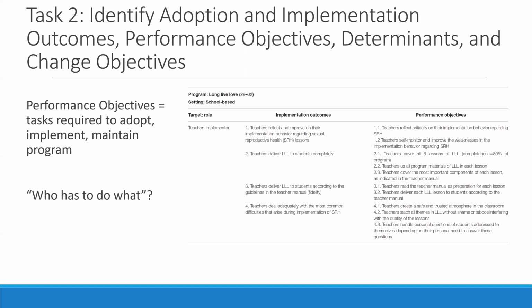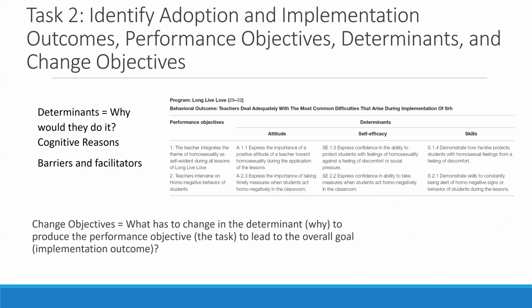And what do you expect them to do? In this study that is in the table over here on the right, there's a teacher who's the person actually doing the intervention, and the implementation outcomes are that the teachers have to deliver the intervention to all the students completely. And how will we know whether they did that or not? They need to cover all 6 lessons. They need to use all the program materials. So literally it's getting down to the details of what they are actually doing.